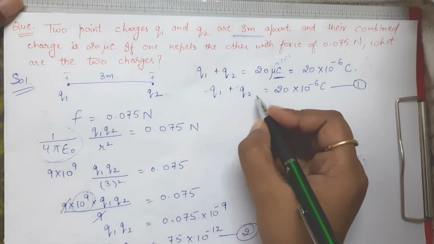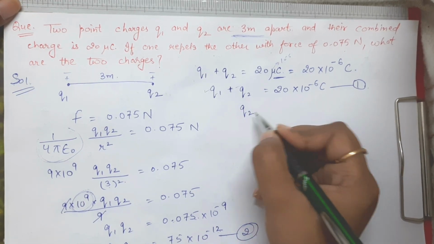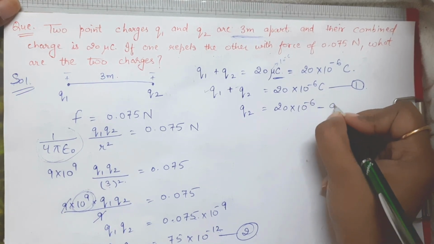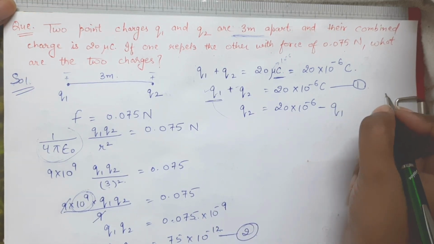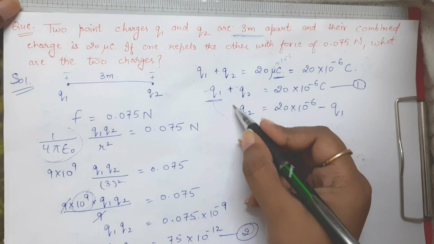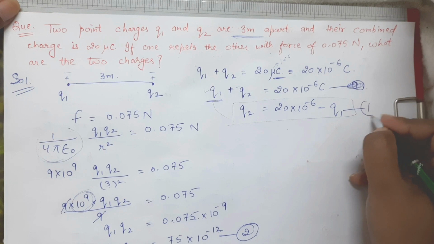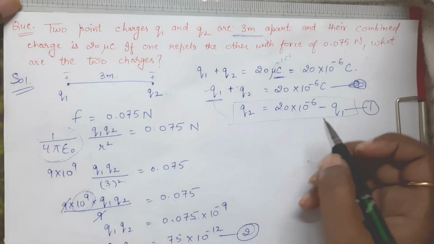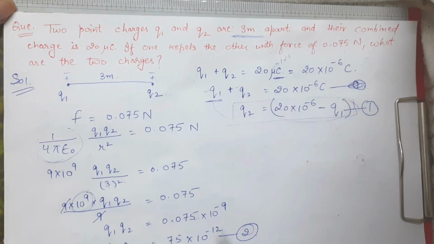So now I'm going to take out the value of q2 from this equation. So from here, what will be the value of q2? 20 into 10 raised to power minus 6 minus q1. This plus q1 goes here and becomes minus q1. So now what I have to do is I have to substitute this value of q2 over here. So instead of writing this as first equation, I'll write this one as first equation. And now what I'm going to do is put 1 in 2. So the value of q2, from here I'm going to take this value of q2 and put it here.